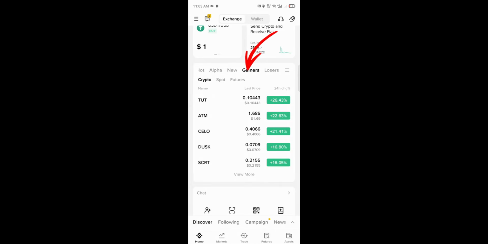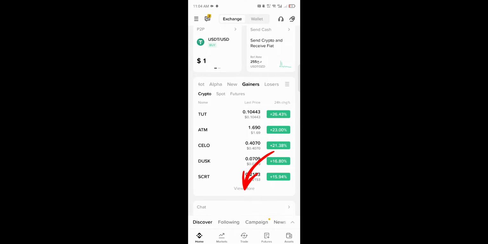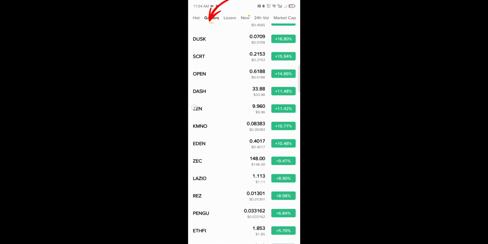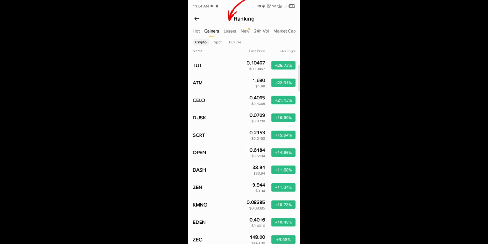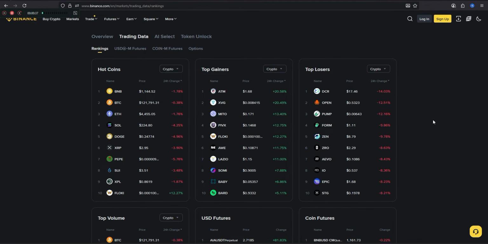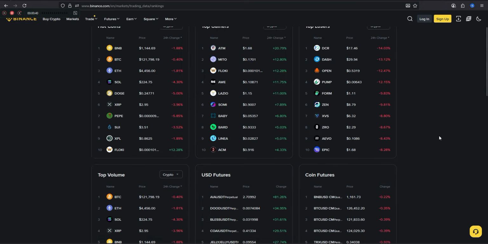This is the top gainer by default under the home section of the app, or click on view more here for you to view all the coins under the top gainers. Then if you click here, you will see the top losers. So that is how to do the same analysis on your mobile phone. Now, there are possible options here. Either you go for the top losers or the top gainers, or coins that are under the top volume.